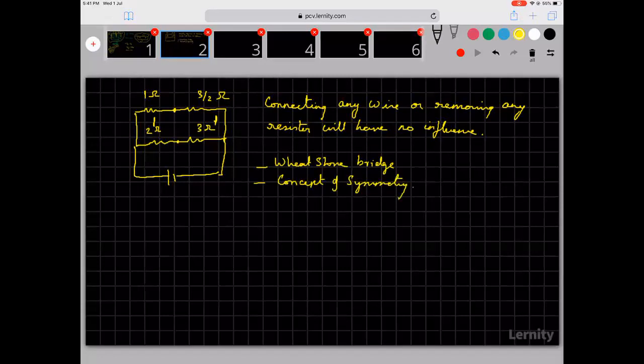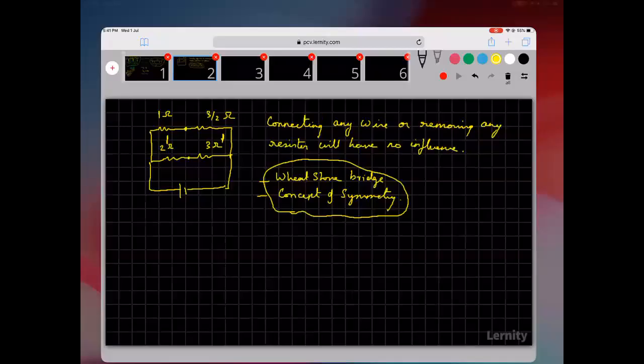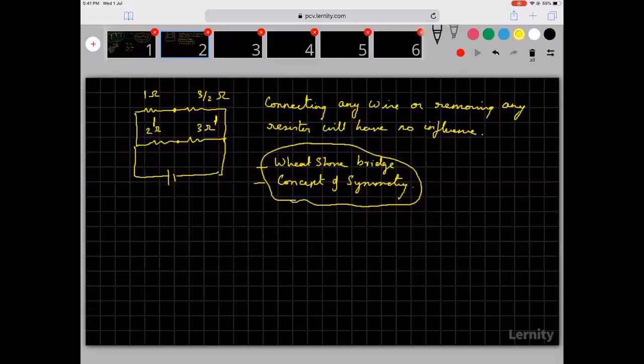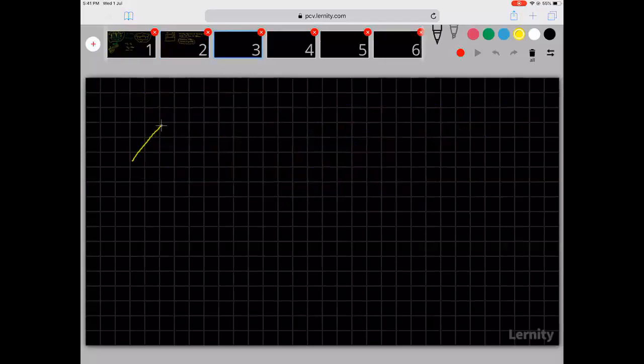This is the fundamental logic behind that. Okay, so I will now use this logic and explain a few questions. Suppose you have a question of this kind. All these are resistors, all yellow ones are equal resistors.